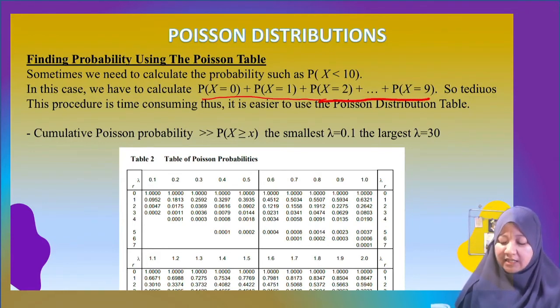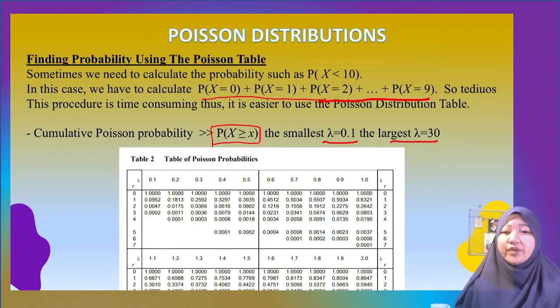Dan kita kena ingat bahawa Poisson distribution table ni adalah probability greater than or equal to. Ingat ya, dia menggunakan greater than or equal to. And the smallest value of lambda for Poisson distribution table is 0.1 and the largest lambda is 30. Okay.